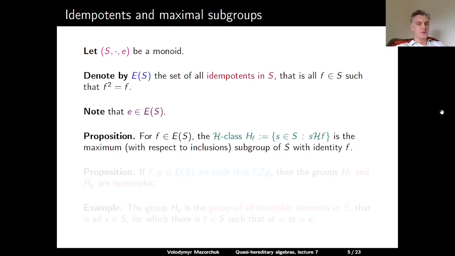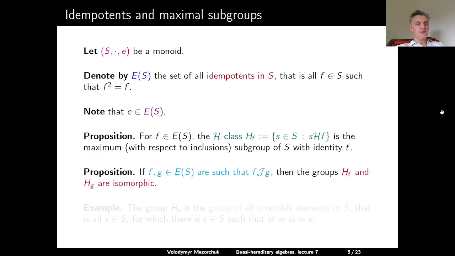A little technical proposition. If you have an element F in E of S, so if you have an idempotent F in our monoid S, then the H class of this idempotent, so the class H sub F, which consists of all elements S in S that are H equivalent to F, is the maximum with respect to inclusions subgroup of S with identity F.